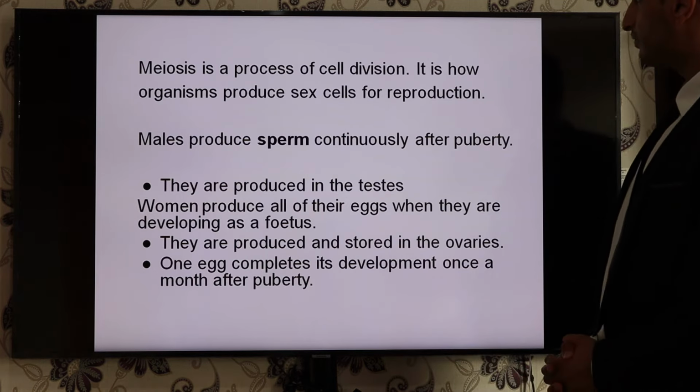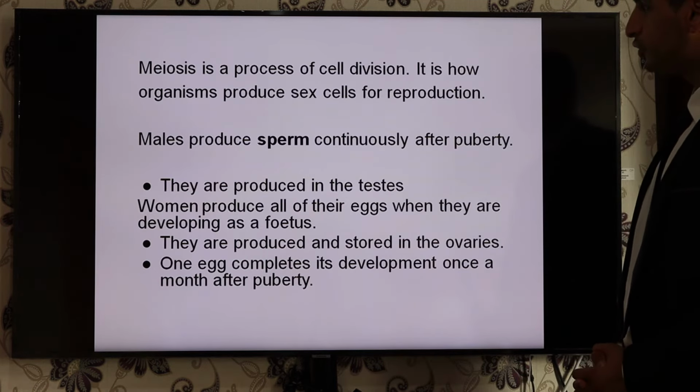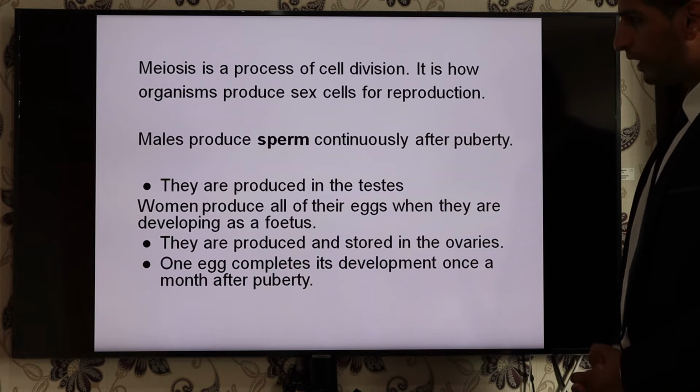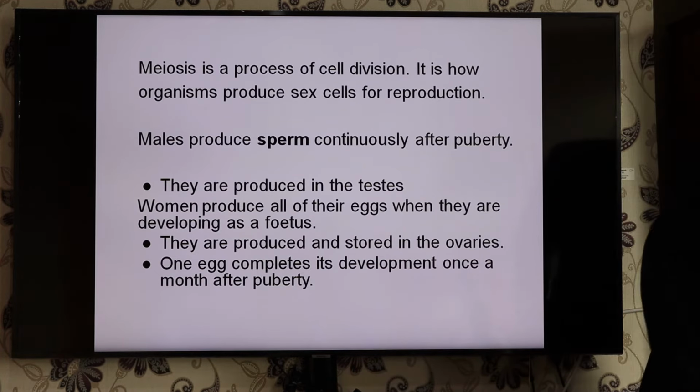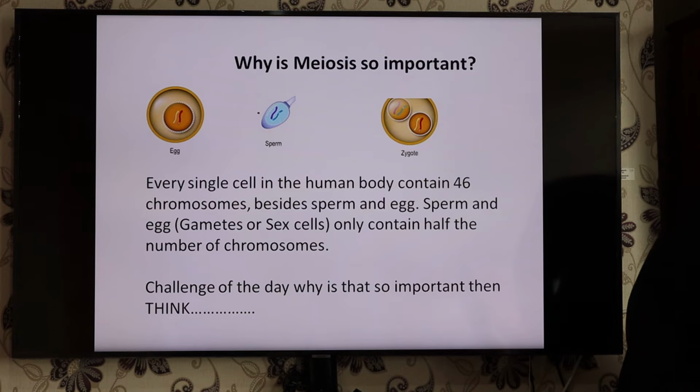Meiosis is a process of cell division. It is how an organism produces sex cells for reproduction. Males produce sperm continuously after puberty. They are produced in the testes. Women produce all their eggs when they are developing as fetus. They are produced and stored in the ovaries. So listen, it's very important to remember what's happening.